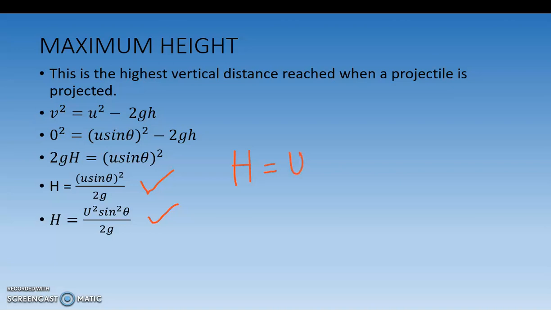u squared, open bracket, sin theta, all squared. Oh, that's taking time. Divided by 2g. So when you are calculating, this would be a very good way to write it to bring out your values.